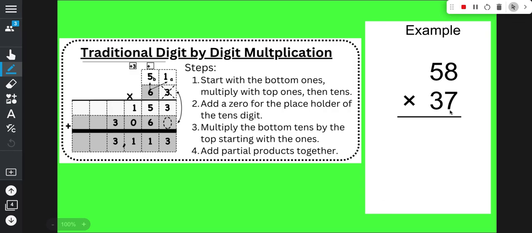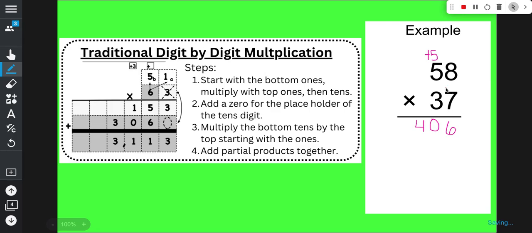So the first step we do is we start with our ones digits. So 8 times 7. 8 times 7 is 56. So I'm going to put my ones digit down. I'm going to carry my 5 next door. Now, according to PEMDAS, I need to multiply before I add. So I still am on my 7. I'm going to do 7 times the 5. 7 times 5 is 35. And then I'm going to add in the 5. So 35 plus 5 is 40.